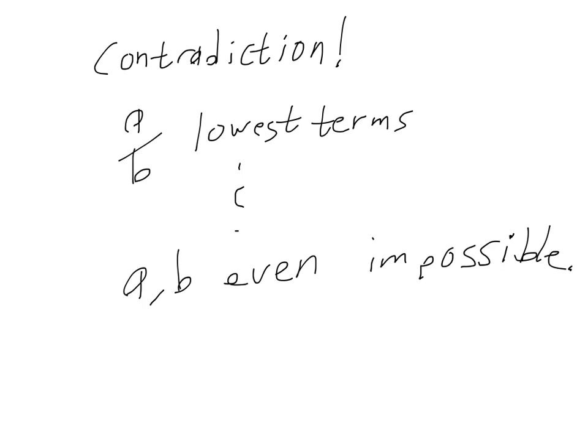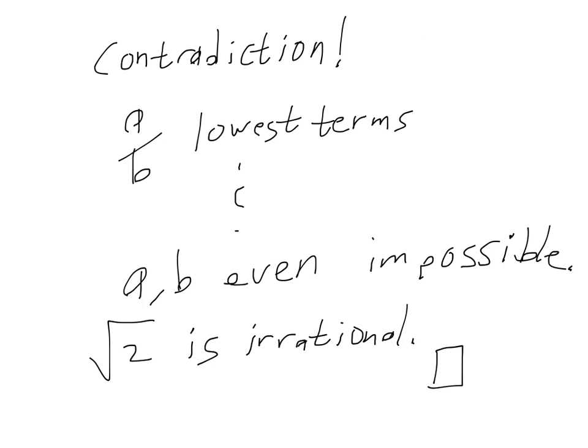All right, so that means that we've proven that the square root of 2 can't equal a over b, or the square root of 2 is irrational. We assume it is rational, and we derive a contradiction. That little rectangle says we're done with our proof.